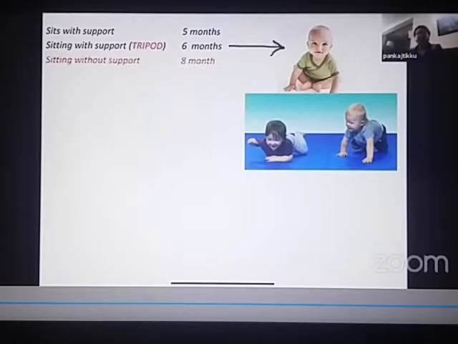When does a child start sitting without support? So now there is no support. When does a child start sitting without support? It is at the age of 8 months. So please, no confusion. Sits with support at 5 months, sits without support at the age of 8 months. In between, sits in a tripod position at the age of 6 months.